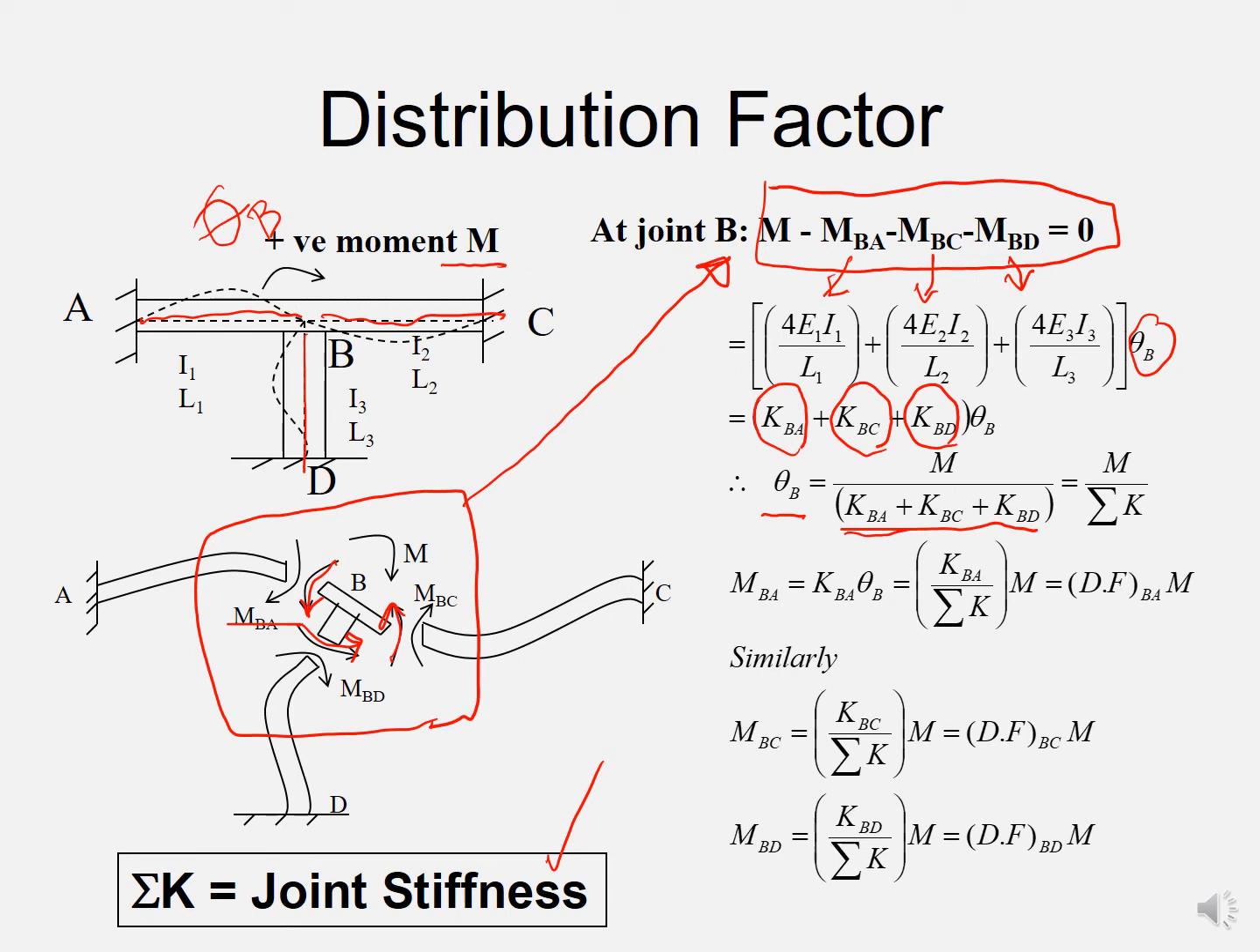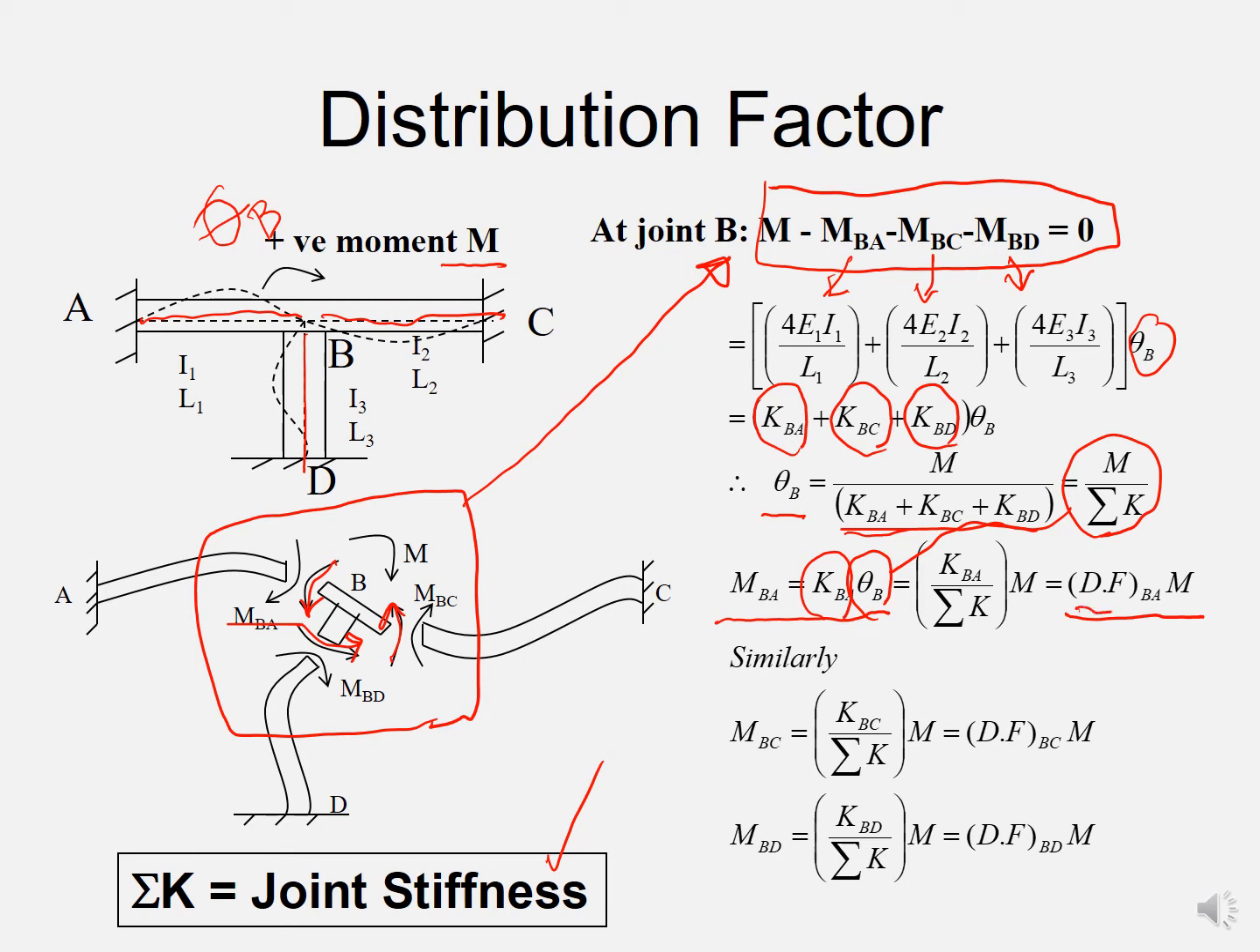If we are interested to determine the moment for a specific member, let's say BA, it is simply defined as the stiffness of the member multiplied by theta B. Substituting the value of theta B there, we can now express the moment for BA as equal to the distribution factor for BA multiplied by the moment.